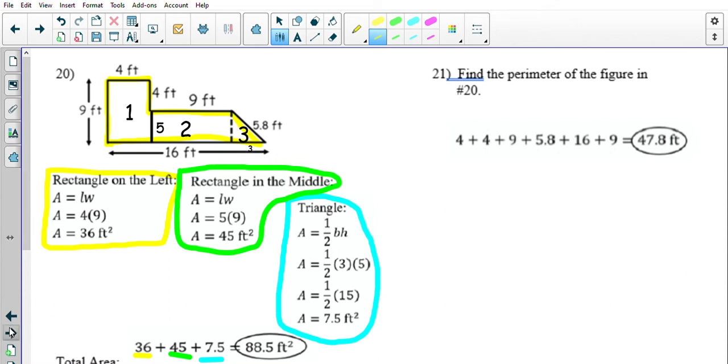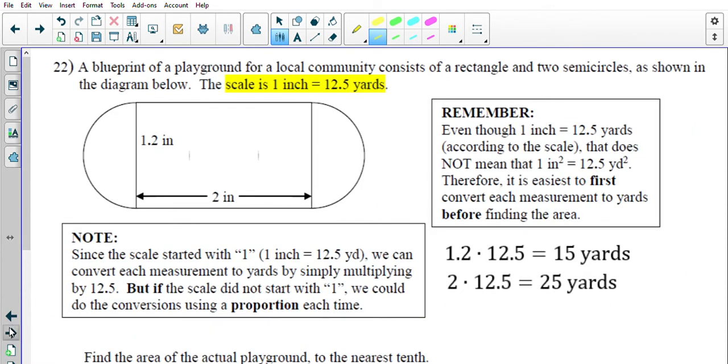All right, let's go ahead and take a look at number 22. We're almost there. We're getting there. In number 22, it says a blueprint of a playground for a local community consists of a rectangle and 2 semicircles as shown in the diagram below. The scale is 1 inch equals 12.5 yards.